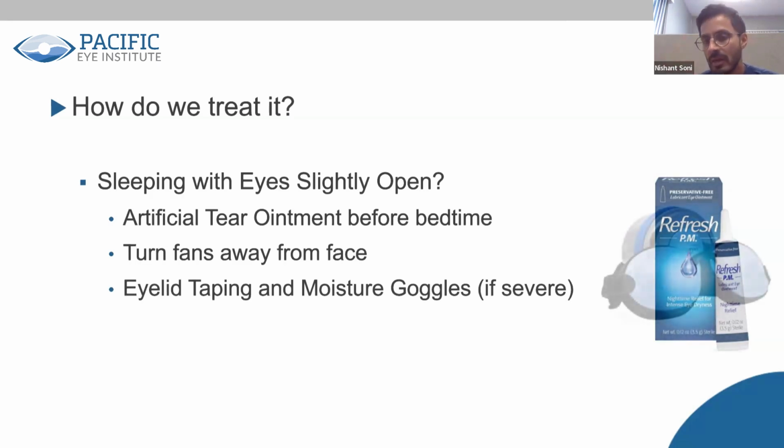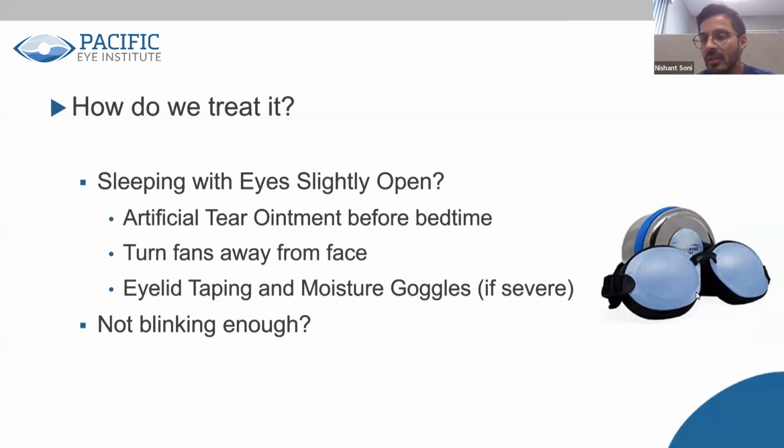And then the other option is something called moisture goggles, and I have it pictured here. It's like a soft goggle that goes over the eyes and blocks out the light, but it also keeps these little chambers right outside of the eyes moisturized. It also blocks the fan from hitting the eyes as well, so that can be very helpful if you have exposure.